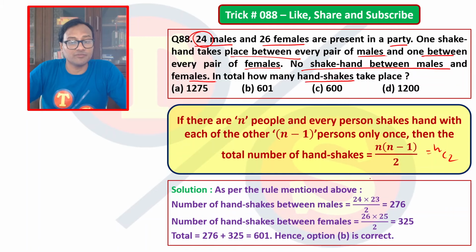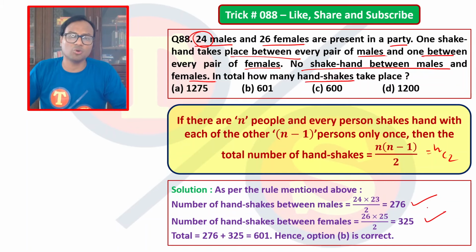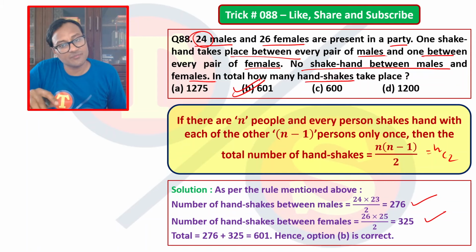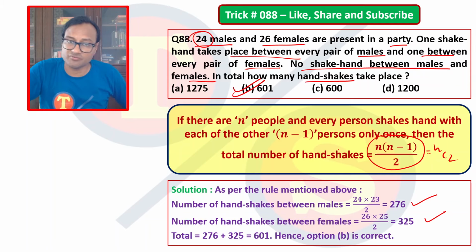So between males, the number of handshakes will be 24 into 23 upon 2, and between females it will be 26 into 25 upon 2, and there will be no handshake between male and female. So definitely these are the total number of handshakes. Add them up and you will get the right answer. So that is another very important application of this formula.